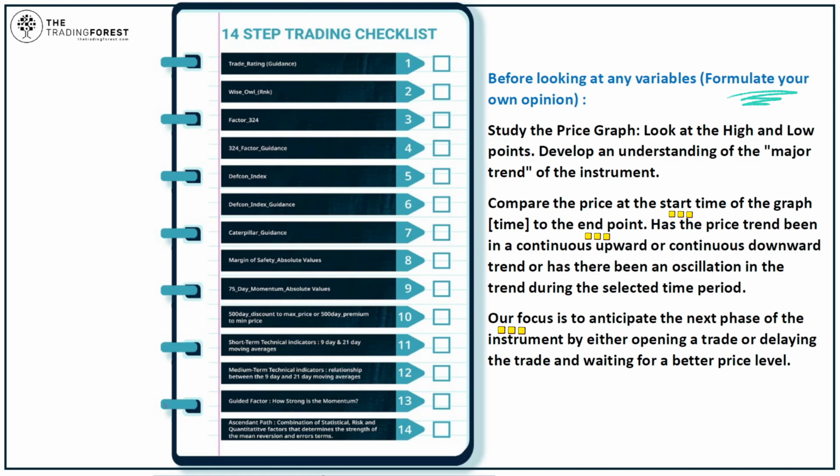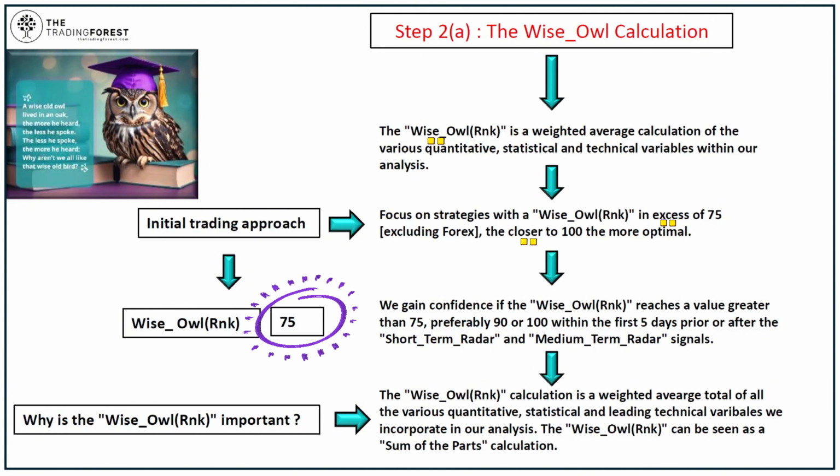Our focus is to anticipate the next phase of the instrument by either opening a trade or delaying the trade and waiting for a better price level. The Wise Owl is a weighted average calculation of the various quantitative, statistical, and technical variables within our analysis. Focus on strategies with a Wise Owl rank of more than 75, excluding Forex. The closer to 100, the more optimal.